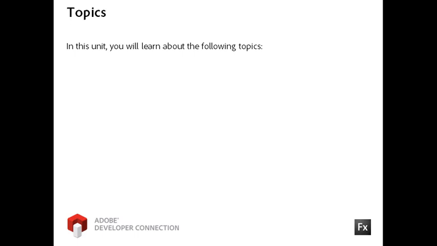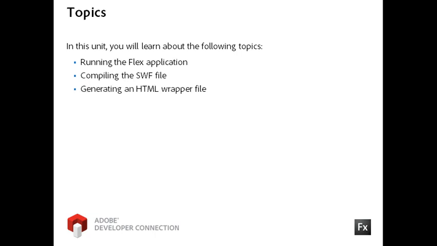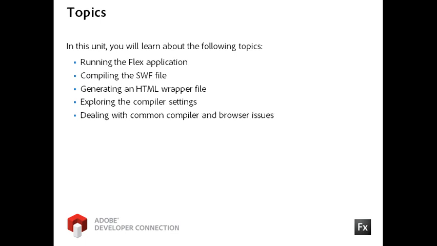In this video, you will learn how to run your Flex application from within Flash Builder. This process will compile a Swift file and generate a convenient HTML wrapper file, which you can modify for your own browser display needs. You will also learn about some basic compiler settings and deal with a couple common compiler and browser issues that you might encounter during development.